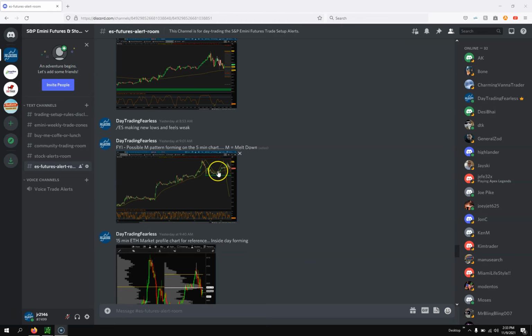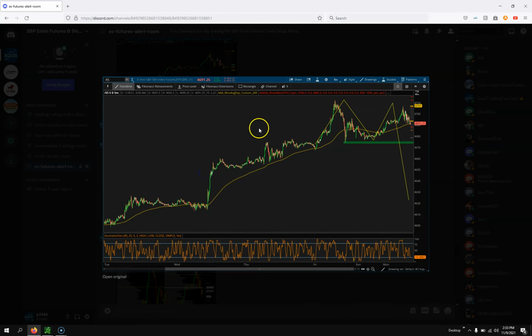So yesterday I said watch for this M pattern, right? Whenever you hear me use the M pattern, it's M for meltdown. If you ever see a W pattern, that's a W for winner, right? Watch for a move higher.